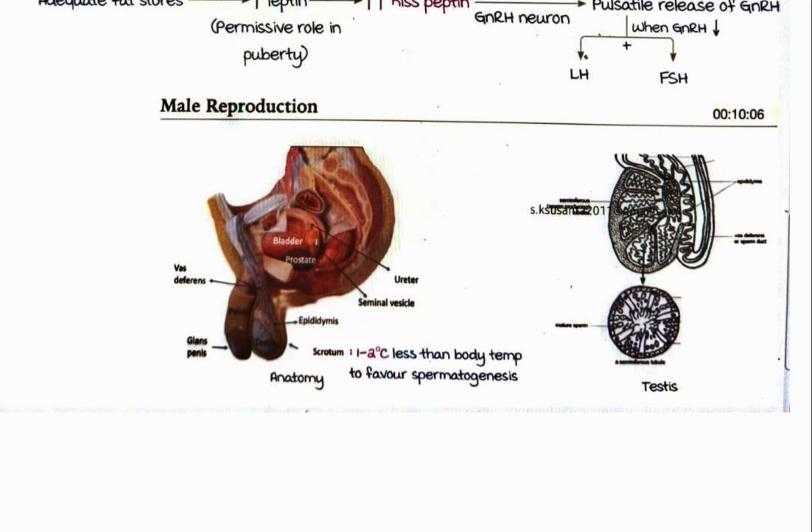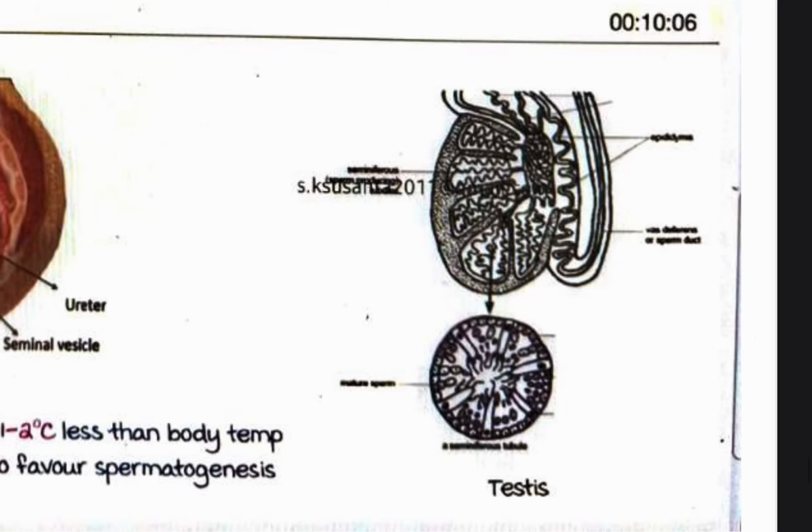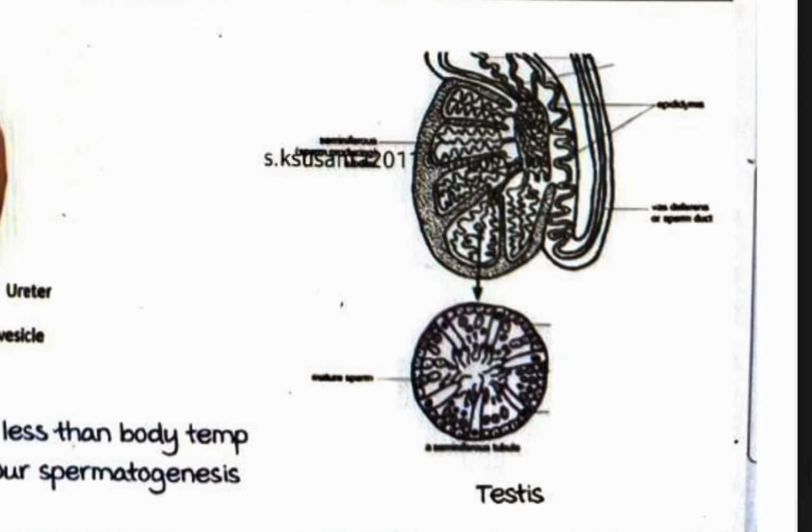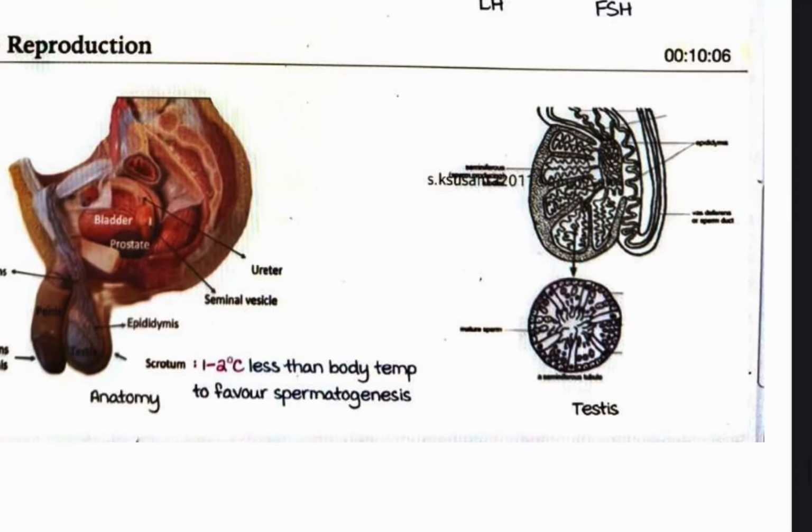Male reproduction: scrotum, glans penis, vas deferens, epididymis, seminal vesicle, and urethra. The scrotum is 1 to 2 degrees Celsius less than body temperature to favor spermatogenesis. Diagram of testis, epididymis, vas deferens. This is the cross section.